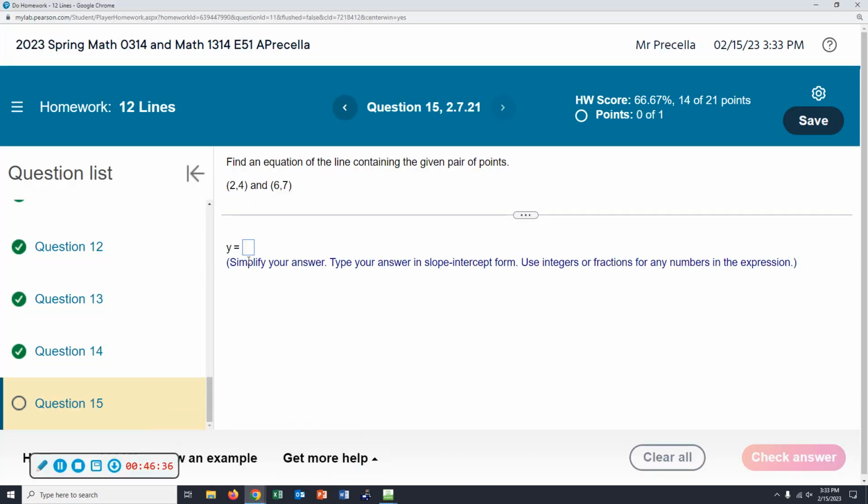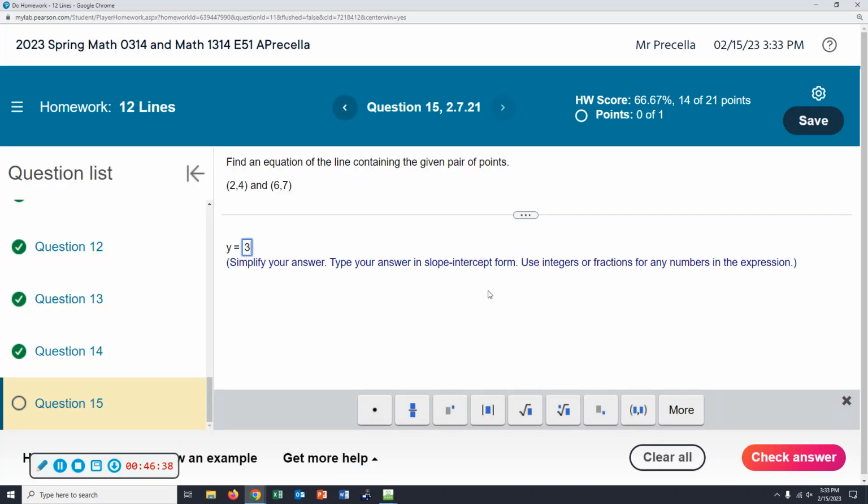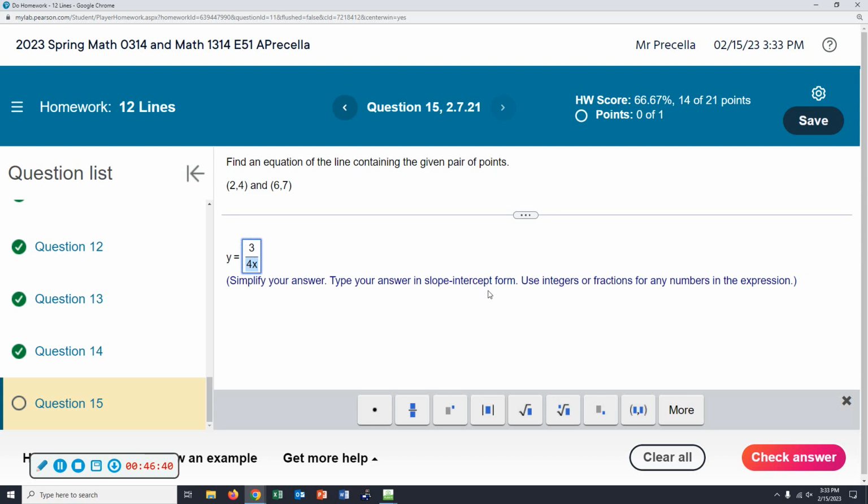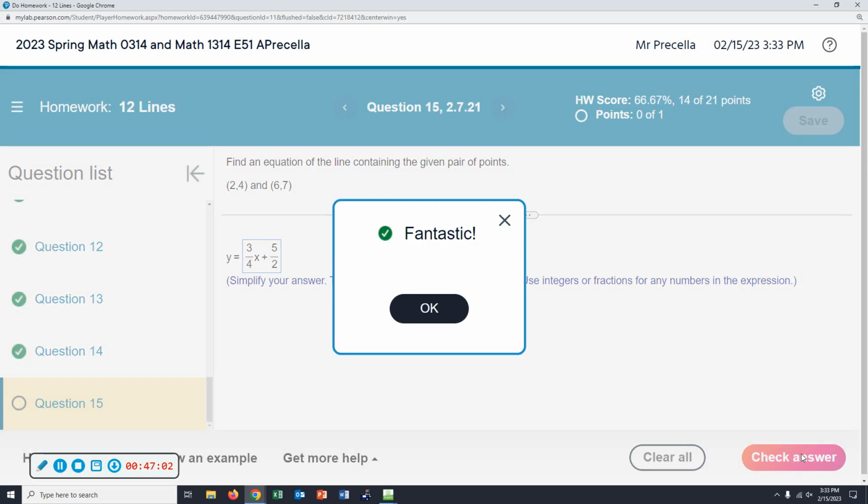Any questions there? Make sure you don't do what I just did. Would they take it if you did that and put that x in the denominator? No. Lines do not have variables in denominators. You've got to go right arrow, x, plus 5 over 2. Any questions there?